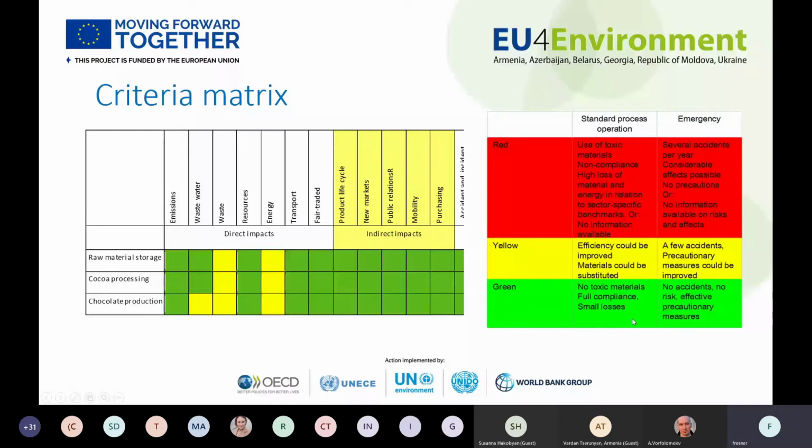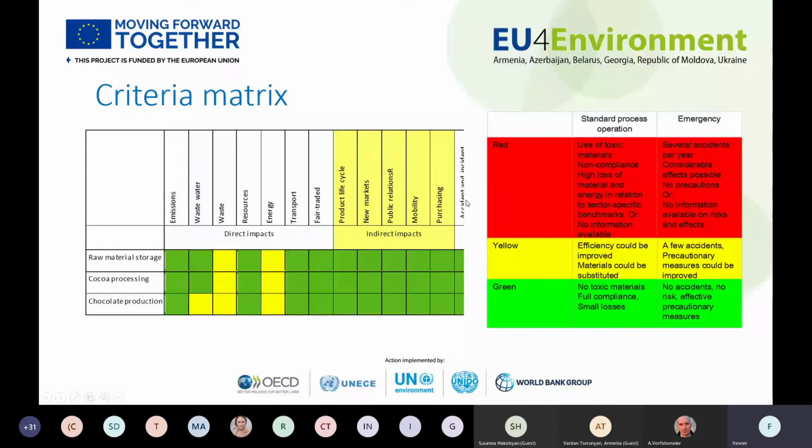Likewise, in an abnormal situation, in an emergency case in this area, if no accidents are known, if we do not see a risk for an accidental discharge, for a major fire, if there are effective precautionary measures in place, then this area is green, corresponding to accidents and incidents, and no further action is required.